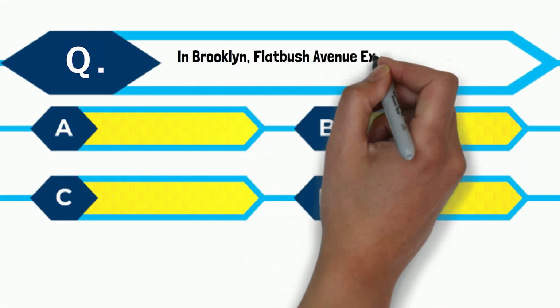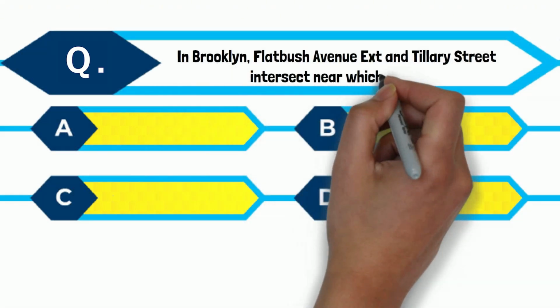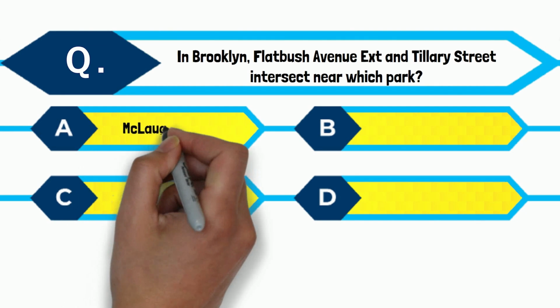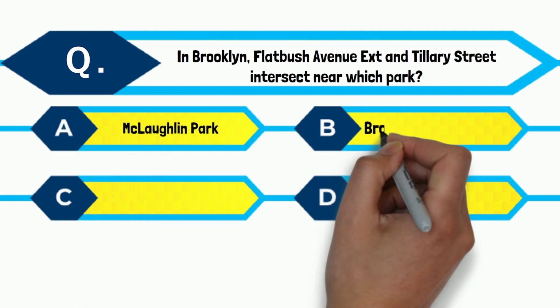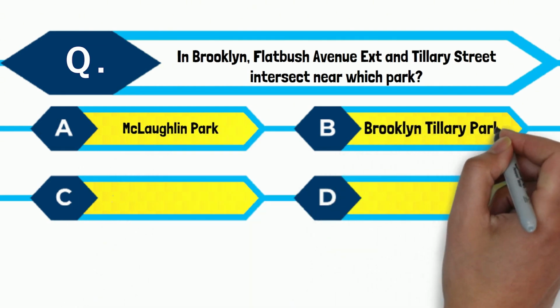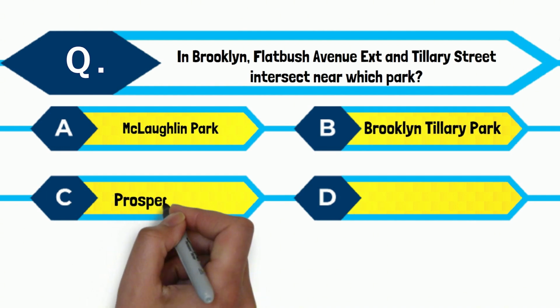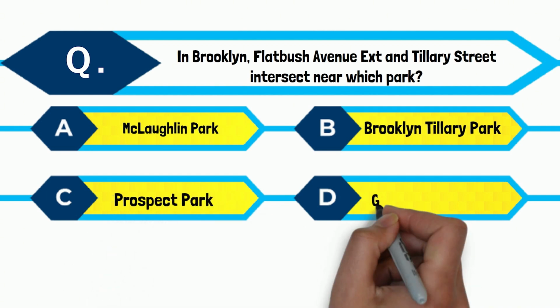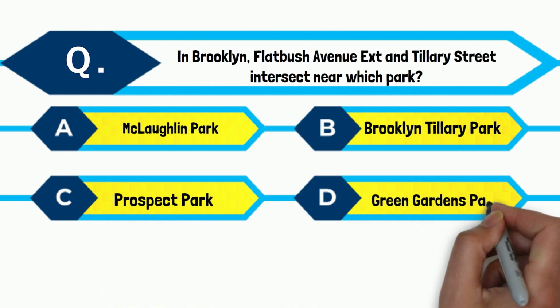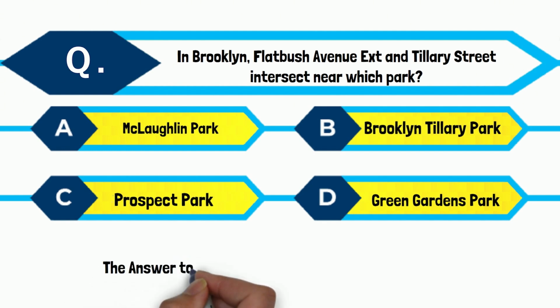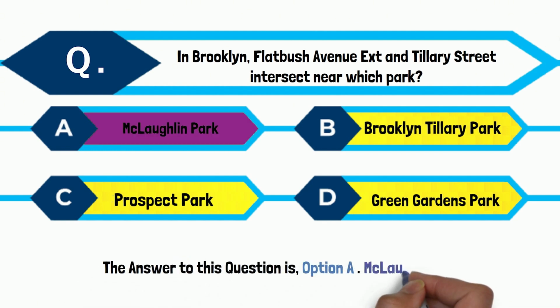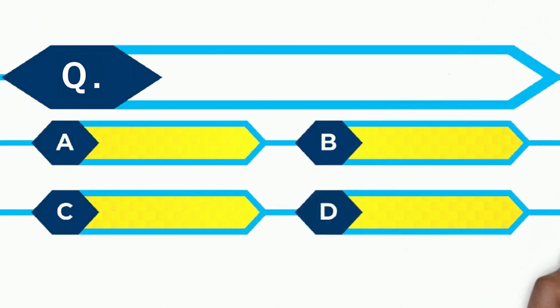In Brooklyn, Flatbush Avenue EXT and Tillery Street intersect near which park? Option A, McLaughlin Park. Option B, Brooklyn Tillery Park. Option C, Prospect Park. Option D, Green Gardens Park. The answer to this question is option A, McLaughlin Park.